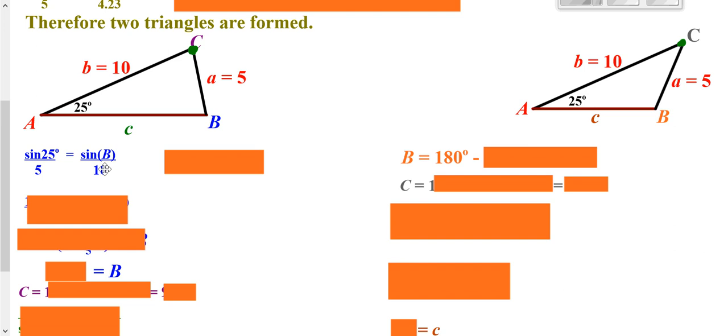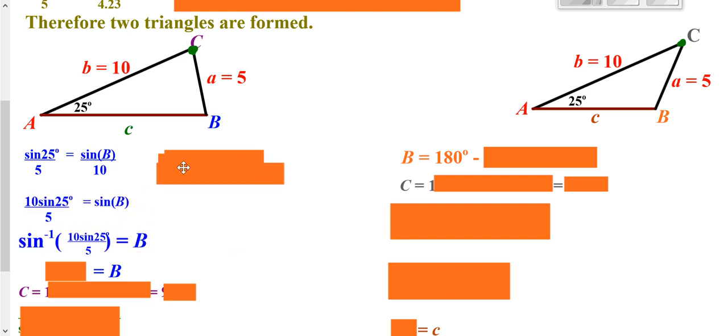Now I need to go ahead and get B by itself. So I'd have to get rid of the 10 and multiply both sides by 10. Then I'd have to get rid of the sine, so I'd have to inverse sine this. So I'd have inverse sine of that whole fraction. That would be angle B. That's my calculator ready form. I type it in and I get my answer.